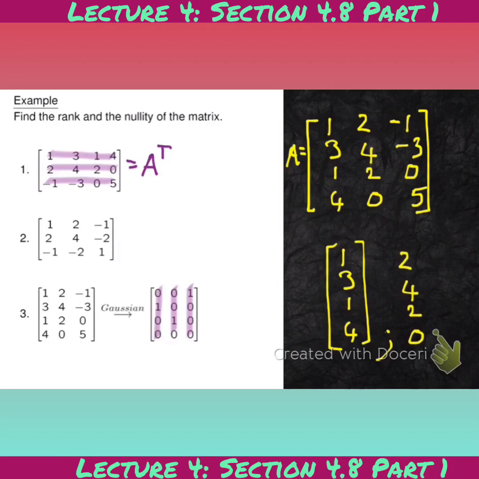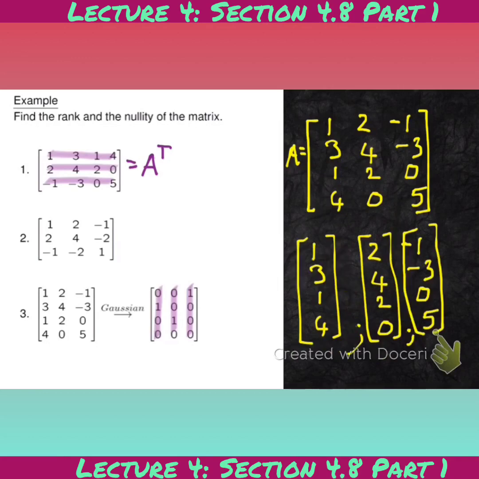There's my second vector. That's my third vector of my basis for my column space of A. I'll call the basis of my column space of A, B subscript CSA.